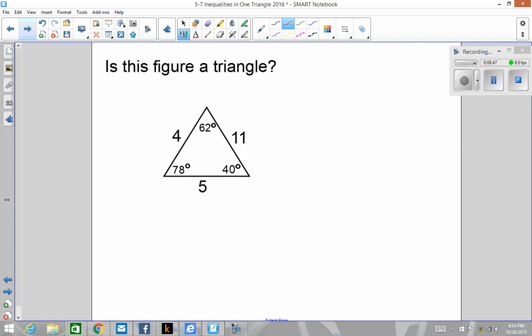All right, so I want you to check and see if this figure is a triangle. So pause the video, do these, and see how you do. When you do this, you should be checking for 4 different things. The angles add to equal 180. The sides, two sides have to add to be greater than the third. Small angle across from small side.